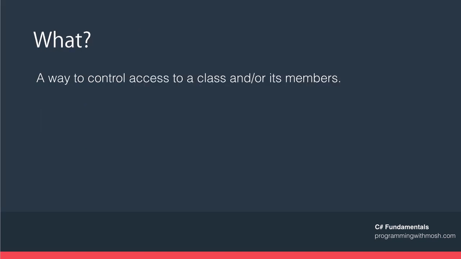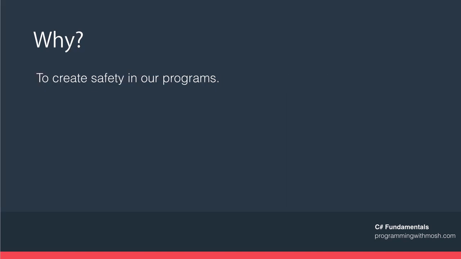So what is an access modifier? An access modifier is a way to control access to a class and/or its members. Now you may wonder, why do we need to control access to a class or its members? The reason is to create some kind of safety or guard in our applications, to improve the robustness. In the lecture about fields, I explained how we can use the read-only modifier to make sure that a field is assigned only once, and this way we developers will not accidentally create bugs in our code.